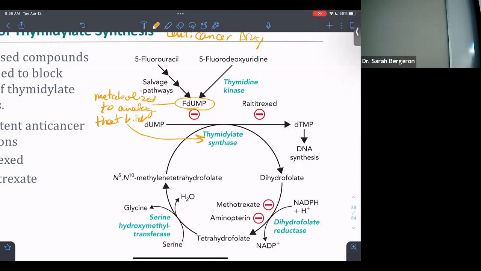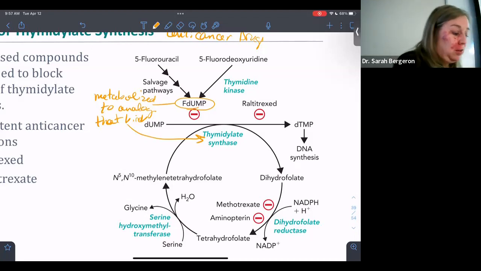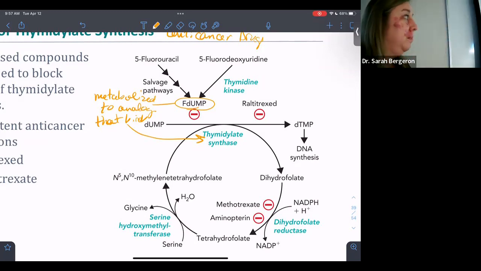Any healthy cell that is undergoing rapid cell division. Like the stomach lining and the hair follicles. So you have hair loss and nausea with patients who are undergoing chemotherapy, right? Okay.